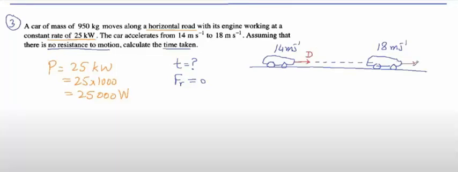Calculate the time taken. So time taken we have to find. If we get the acceleration, then for time taken we could use v is equal to u plus at. Okay, so we have the power, or we can use the power method. Here we use the power. This question is not simple.